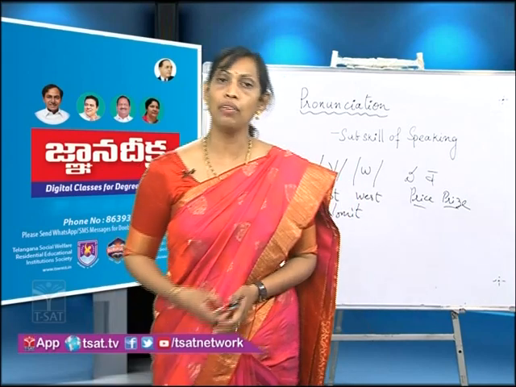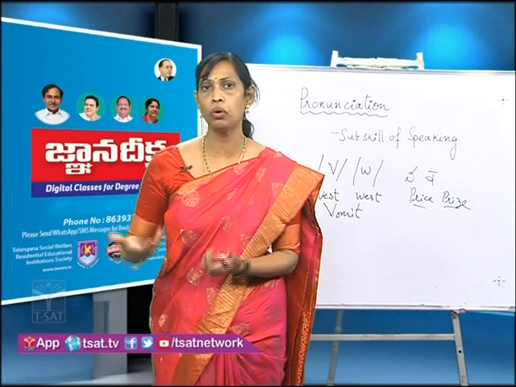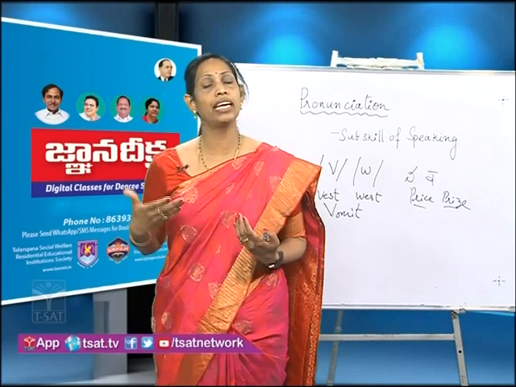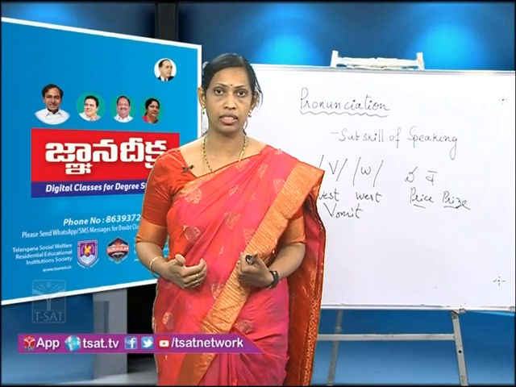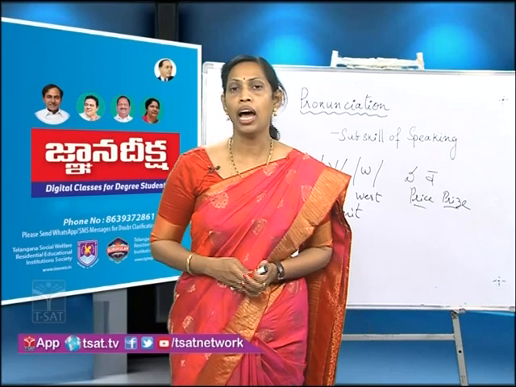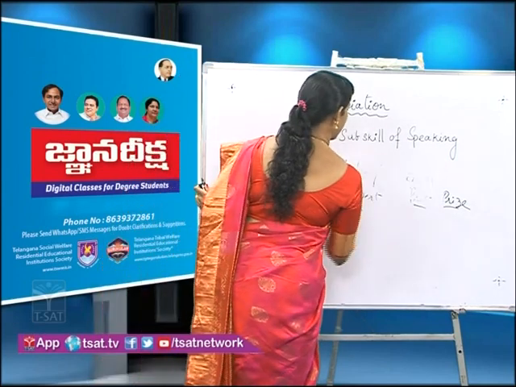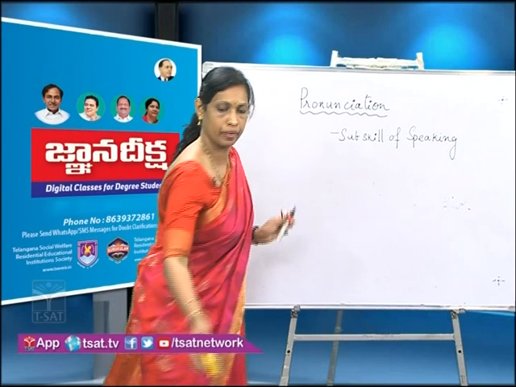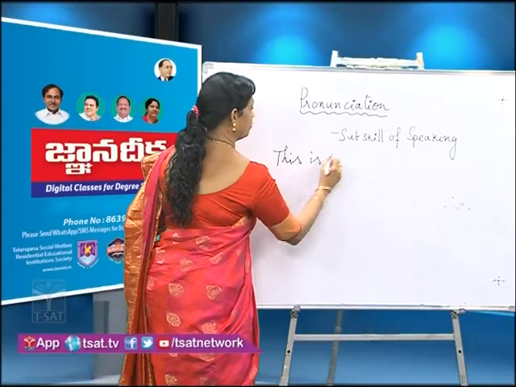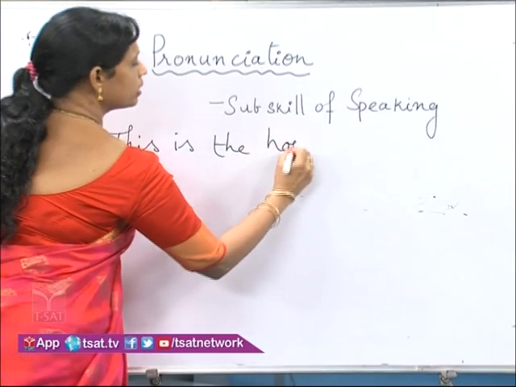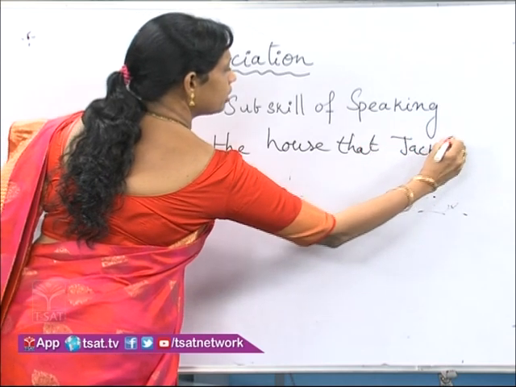And students, have you ever wondered why on earth certain words are contracted or weakened while we read or write? For example, when I say I cannot, it is used as I can't, did not, didn't, I would, I'd. So let us see why it is like that. I would like to take a sentence like this: this is the house that Jack built.